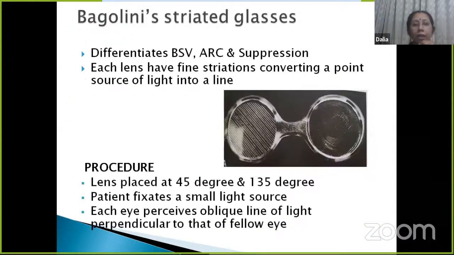Coming to the Bagolini striated glasses, which again helps to differentiate BSV, ARC, and suppression. The Bagolini glasses has got two lenses. Each lens has got fine striations, which will convert a point source of light into an oblique line. The lenses are placed at 45 degrees and 135 degrees in front of each eye, and the patient is asked to fixate at a small light source. Each eye will perceive an oblique line of light, which is perpendicular to that of the other eye. So if this eye sees an oblique line, the left eye will be seeing a perpendicular oblique line.